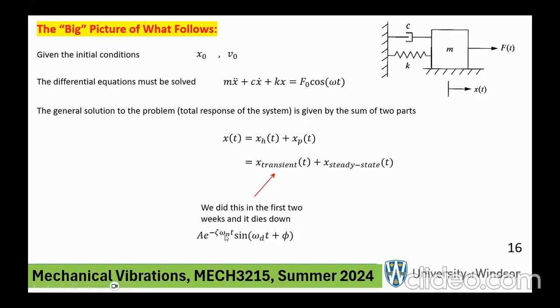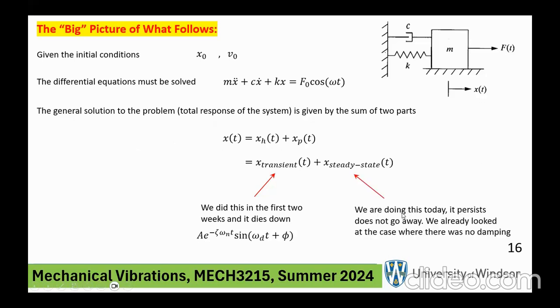There is an exponential term that is dying down. There is a damped frequency. Remember, it was omega n square root of 1 minus zeta squared. Do you remember that? And there was an ugly expression for phi and an ugly expression for A, which incidentally, at that time, because we didn't have anything on the right-hand side, involved initial conditions. But you cannot use those things now because we have the forcing term also.